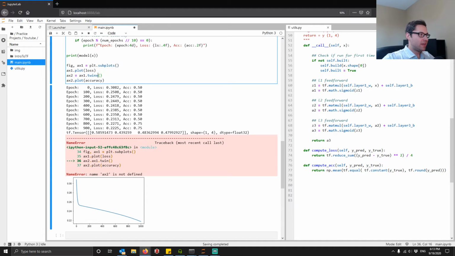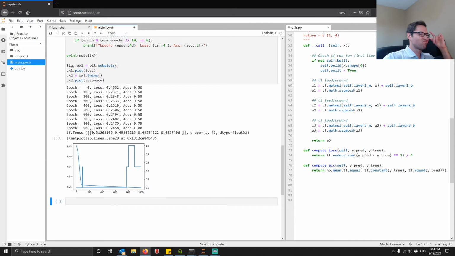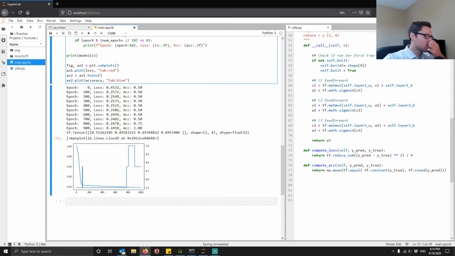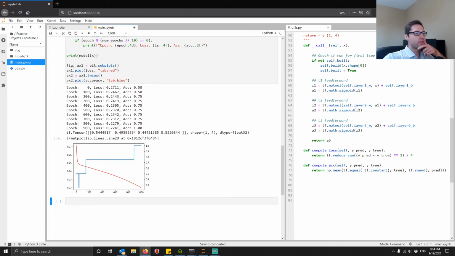And we want a twin x for twin axes. Okay, let's make things easier for us. Let's make that red, make that blue. I know we can play around with the axes labels, but we sort of know what we're doing here. So this is our accuracy.